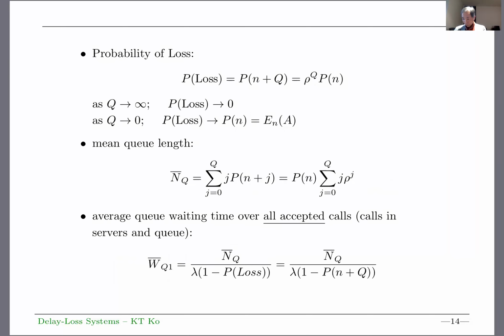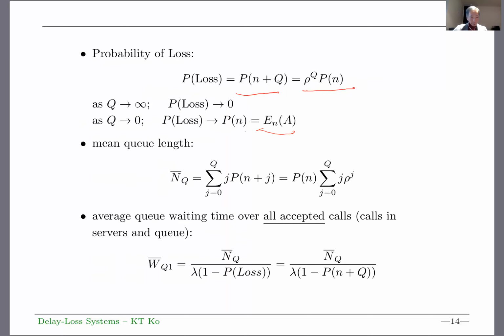What about loss probability? Loss probability is when the system is in state n plus q, and that is given by these expressions. Again, when q becomes very large, p loss becomes 0. When q is 0, p loss becomes Pn, the Erlang loss formula.